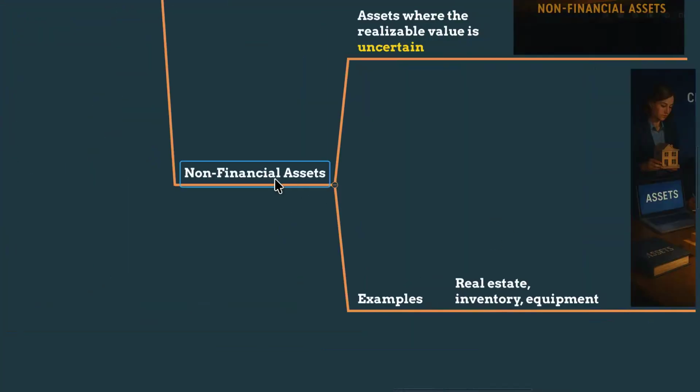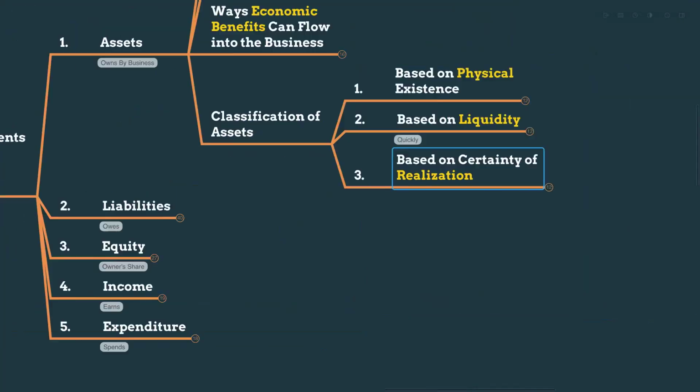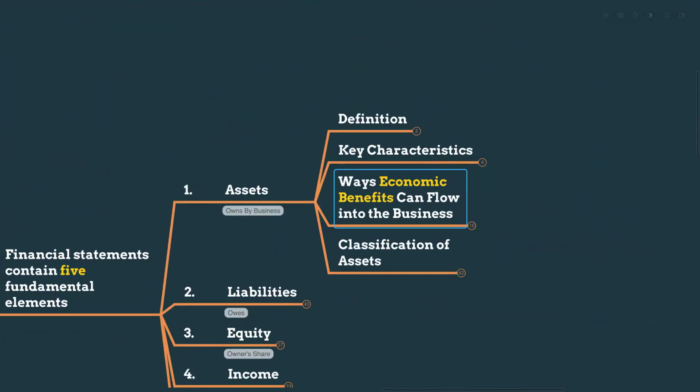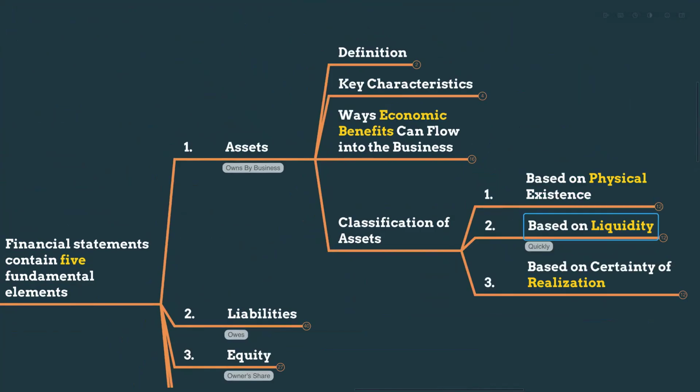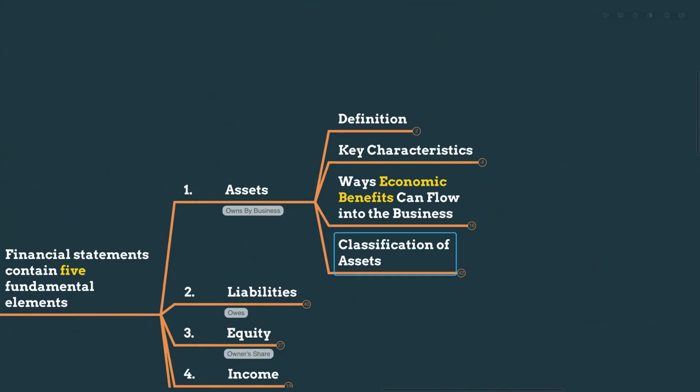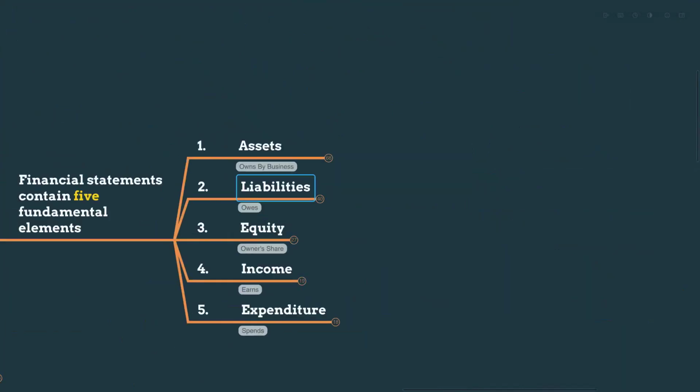Now you have a very good understanding about the asset category, my dears, right? You know the definition, you know the key characteristics, how it's going to give you economic benefits in the future, and what are the ways we can classify. Normally, according to the liquidity basis only, we will prepare the asset classification in the statement of financial position, my dears. Now, let's talk about liabilities, right?